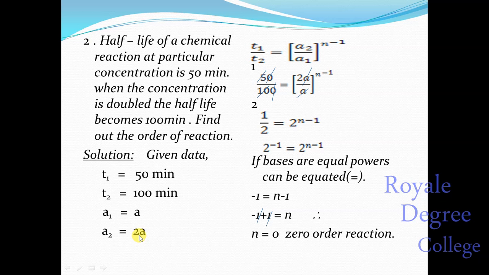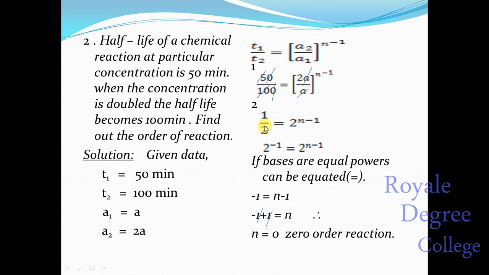Now we are using this formula: T1 by T2 is equal to A2 by A1 to the power n minus 1. In case of T1 we are substituting its value 50, and T2 value is 100. It is equal to A2 value 2A divided by A1 value A. So A gets cancelled. 5 ones are 5, 5 twos are 10, so you will get 1 by 2, which is equal to 2 to the power n minus 1.